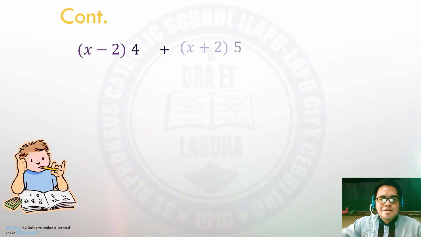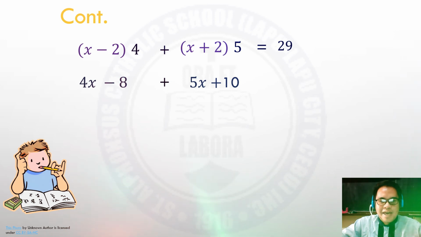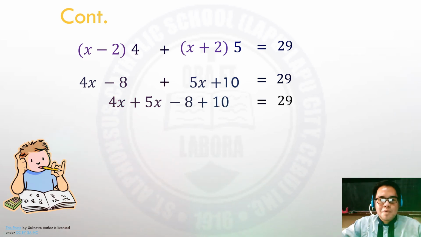Now we will simplify them further. So this is now our equation. So x minus 2 times 4, the answer is 4x minus 8, plus x plus 2 times 5, the answer is 5x plus 10, equals 29. Now let's arrange the left side of the equation accordingly. So we have 4x plus 5x minus 8 plus 10 equals 29. And combine using the operations, we have 9x plus 2 equals 29.